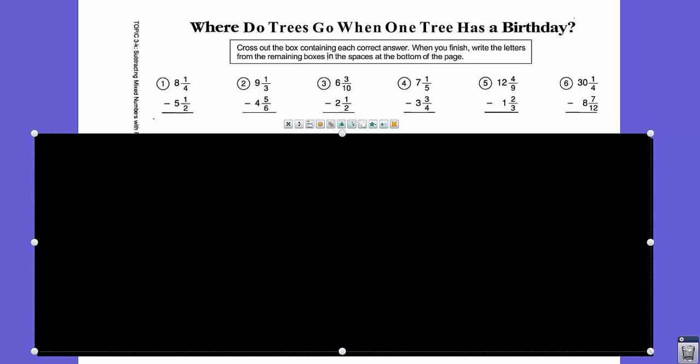All right, ladies and gentlemen, we have got a quick video on subtracting mixed numbers where you have to do renaming. And this goes with the homework that you have tonight. Although if you ever watch this video another time, the ideas are the same. And we're going to break this down into steps.